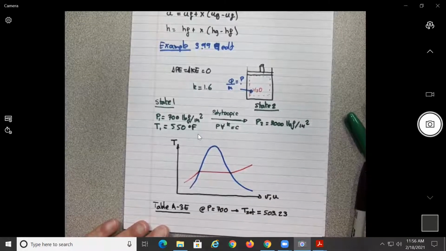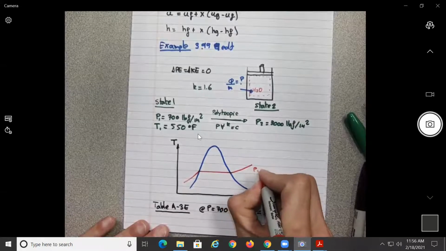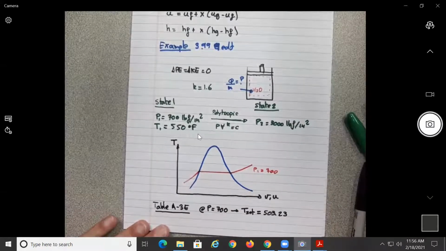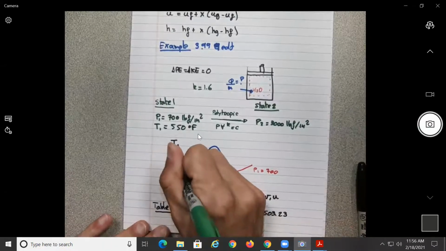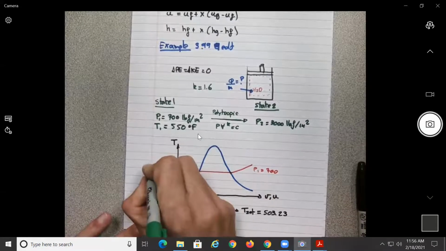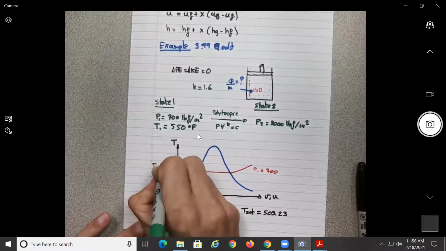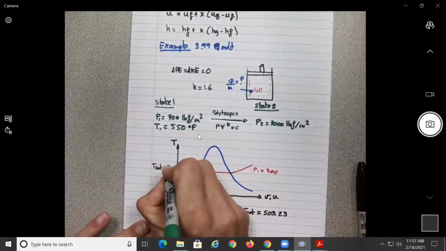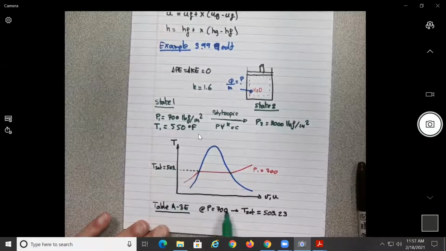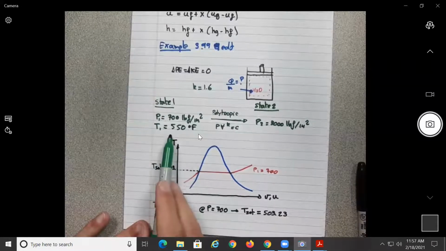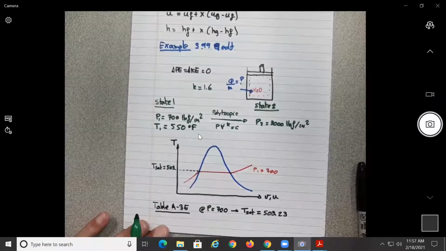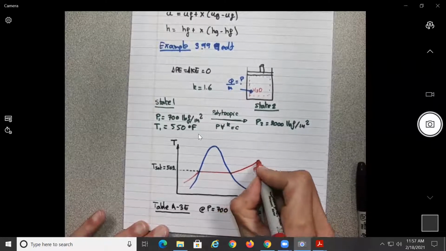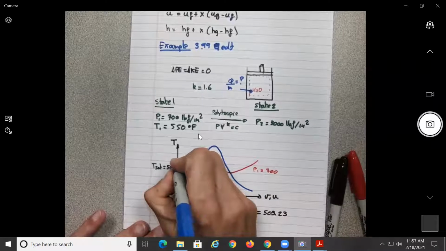So let's say we have this pressure here. This will be P1 equal to 700. What would be this value over here? This is the T saturation of 503.23, okay? I don't have space to put the 23, but this will be the T saturation. What is the temperature that we have in this problem? 550. So where are we? So we have 550. Let's say this will be 550.